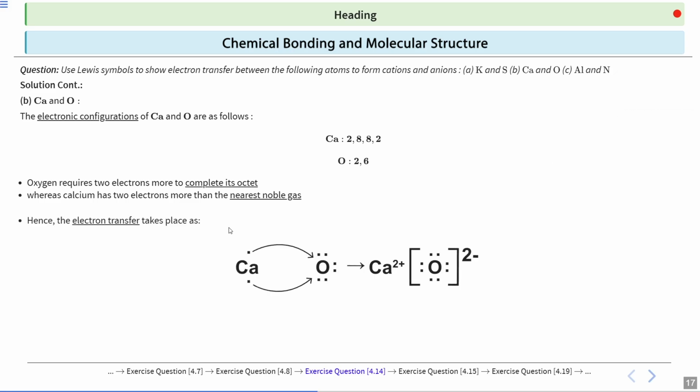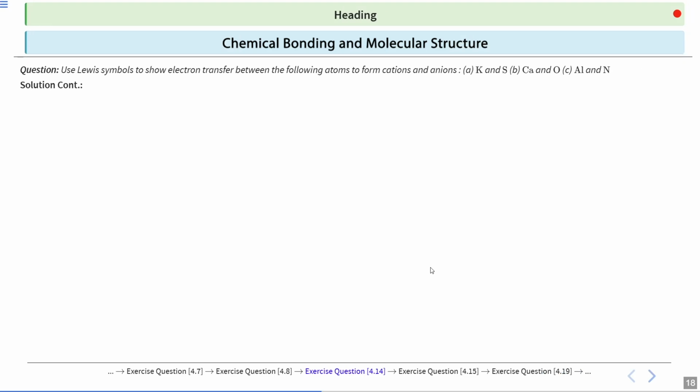Finally, we can show the electron transfer as from one atom of calcium, we are getting 2 electrons, and that is the reason the oxygen's octet is being completed, and our complete compound is formed as CaO. Moving on to the next question. I will encourage more of you to give the answer.